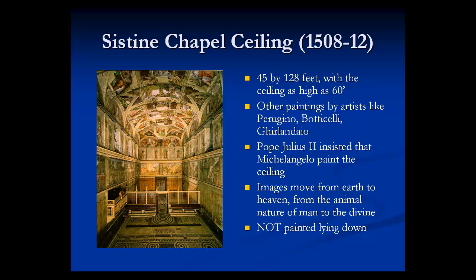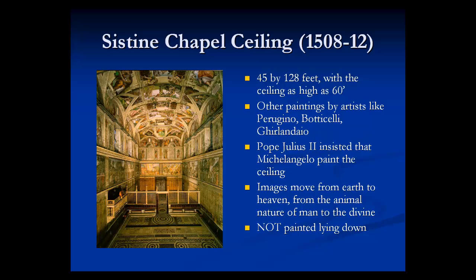They don't exist. What Michelangelo was given was a big blank ceiling, and he had to find a way to organize it. And so what he did is he divided it into these architecturally separated sections, each of which has its own painting in it. And so by creating this illusion of architecture, he was able to organize it, balance it, make sure that it was ordered. And these paintings move from earth to heaven, from the animal nature of man to the divine.